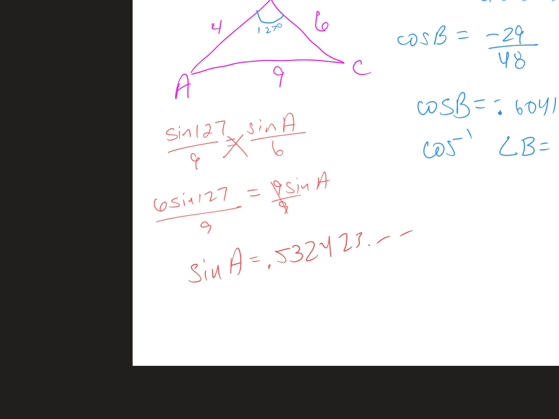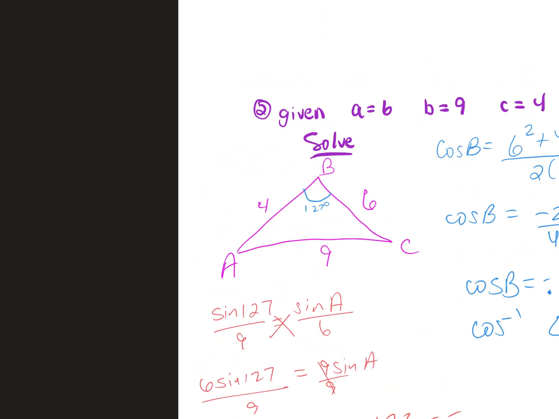0.532423, and so on. So what in my calculator? Second sine, second answer. And I get about how much? Angle A is about 32 degrees. Perfect. So A up here is about 32.